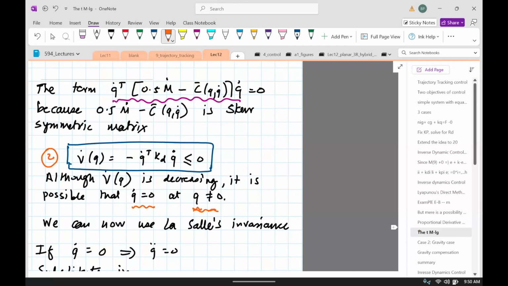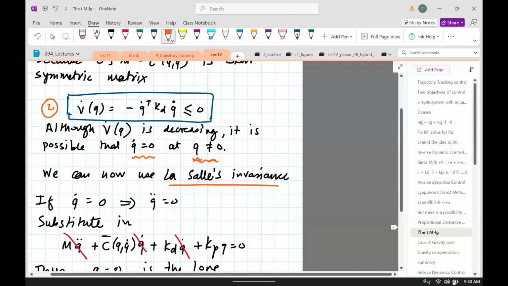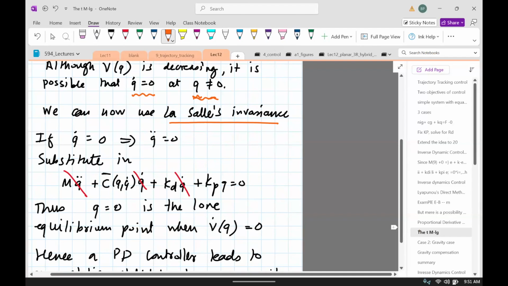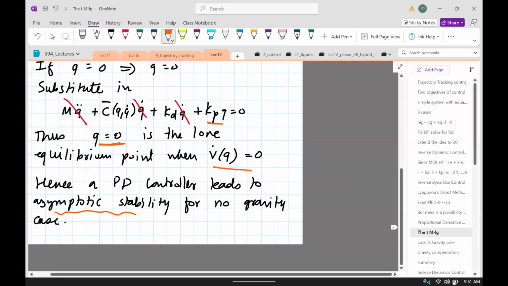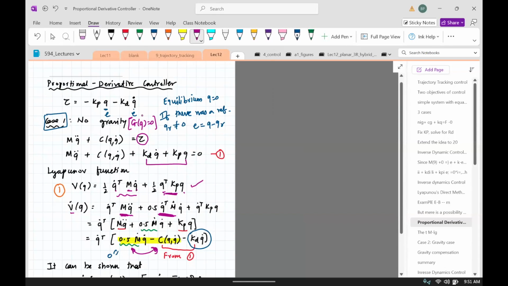So now again, we invoke LaSalle's invariance. What we do here is, if Q dot is 0, because you want to see the consequence of this assumption, Q double dot is 0. This is the equation of motion where I put in the torque and move things around. I put Q dot equal to 0, and you're left with this term equal to 0, which means Q equals 0. This is the same logic as before, which shows that V dot Q equals 0 only at Q equals 0. So a PD controller leads to asymptotic stability, but the important thing is there is no gravity. We have only shown this when gravity was 0. There was no gravity in the equations.